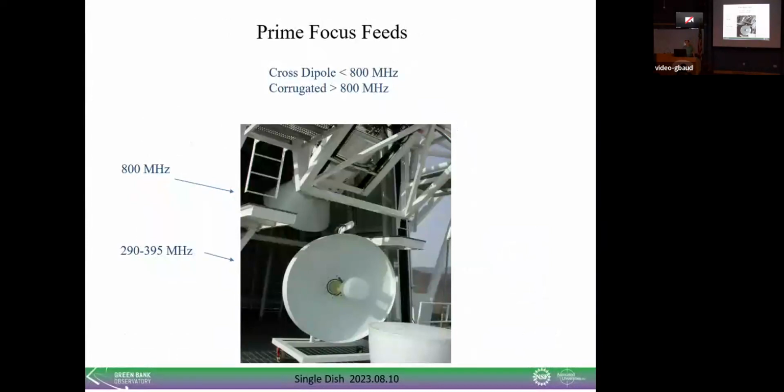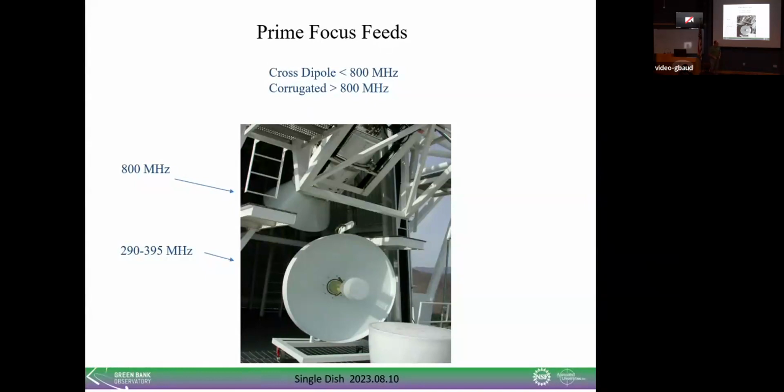So this is some of the prime focus feeds. You'll see the corrugated feeds start at about 800 megahertz, and the reason is that they just get too big. There are limitations on the Stirling mount here and how much weight and moment the mount will take, so you have to go to something different below 800 megahertz, and so we have these cross dipole short backfire reflectors from 800 megahertz down.